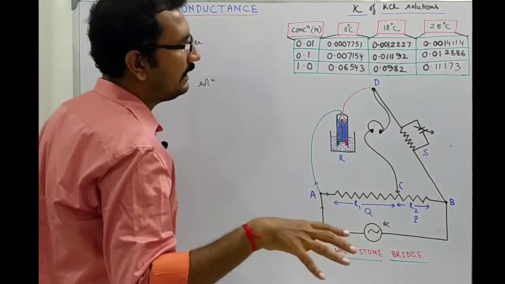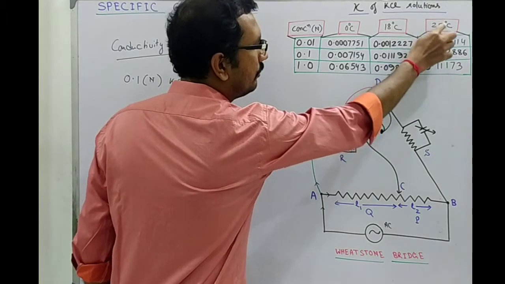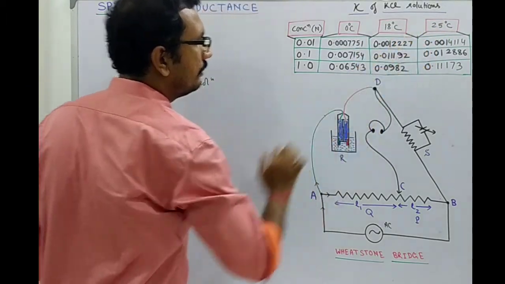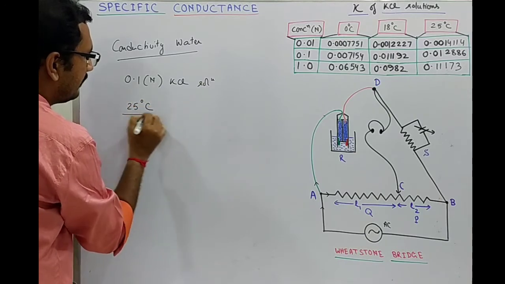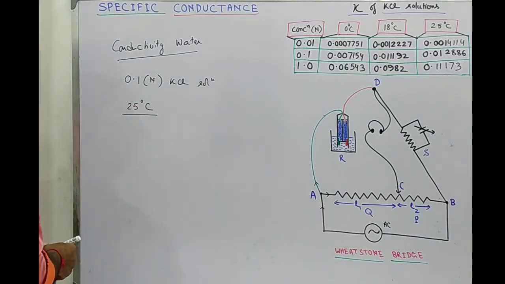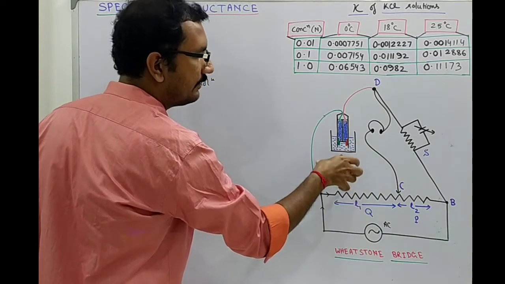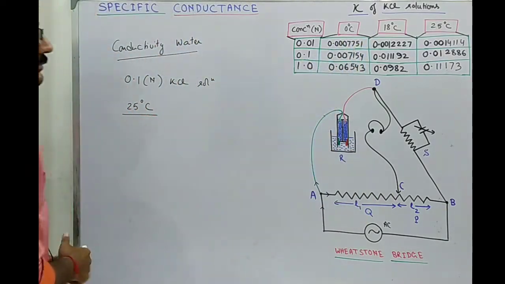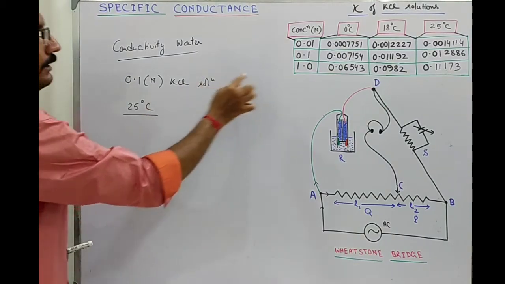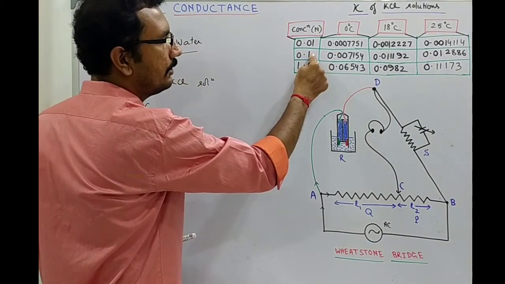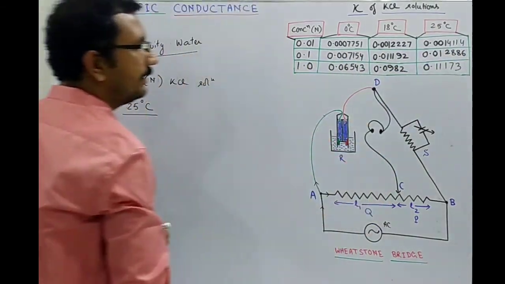Now, since you are in India, this temperature is more common than the other two. So, you try to maintain the temperature 25 degrees centigrade using a thermostat. So, you place the cell within a thermostat and try to maintain that temperature. So, for 0.1 normal KCl solution and at 25 degrees centigrade, what is the value of kappa?